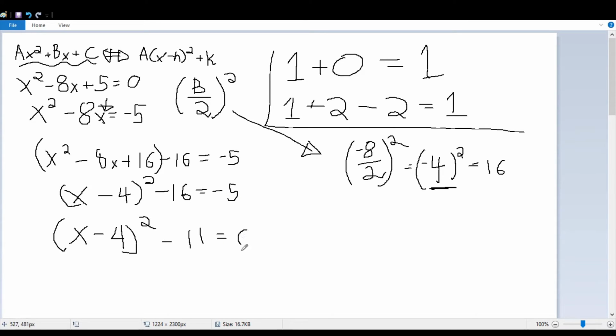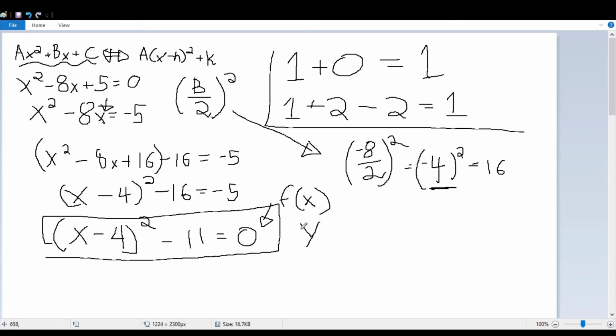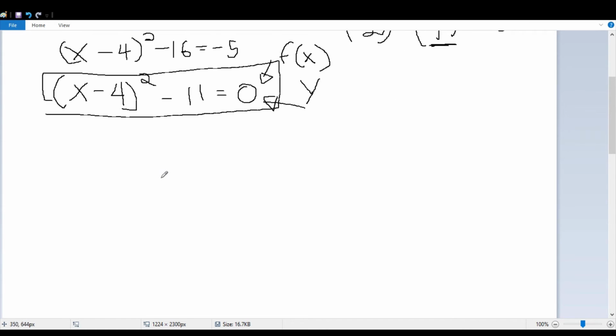equals 0. Now if this 0 was an f of x or a y, which essentially is the same thing, don't worry about what they are. I know that in math, a lot of times you start off with the y. Eventually, teachers start going into function notation and everything, and at that point, people get a little confused. They are essentially the same thing, so don't worry about that. But this would be the vertex form if this 0 was a y. But because this 0 is here, it's actually signifying that we need to solve for the solution. So let's get that solution really quickly.